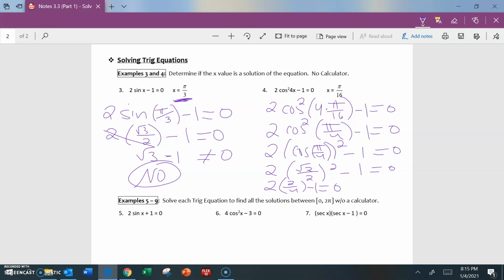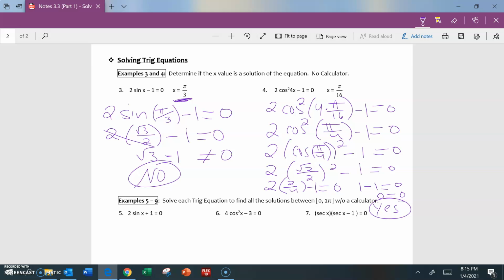I'm running out of room, so I'm going to come over here to the side. When we have 2 times 2/4, that's just 1. And so 1 minus 1 is 0, so we get down to 0 equals 0. So yes, pi over 16 is one of the solutions to that equation.